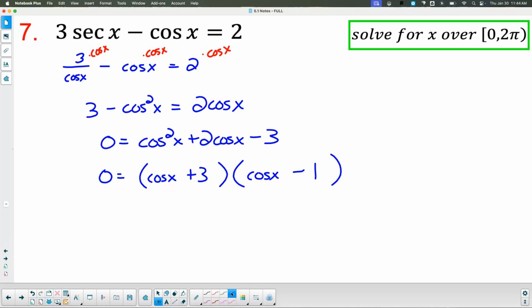How do you go from 3 minus cosine squared x to 0? I added cosine squared to both sides, and I subtracted 3 from both sides. Isn't there something to do with that rule about cosine equaling regular cosine? Nope, that's different. That's cosine of negative x, where the angle is negative.